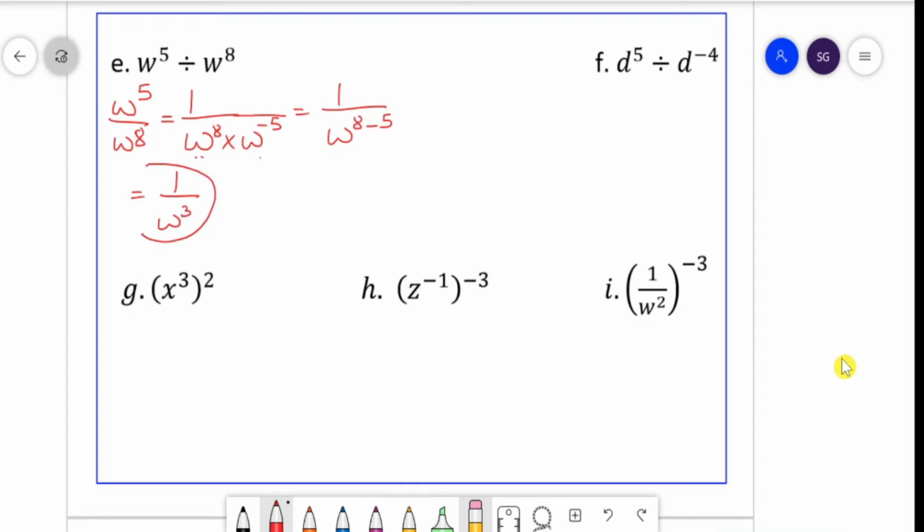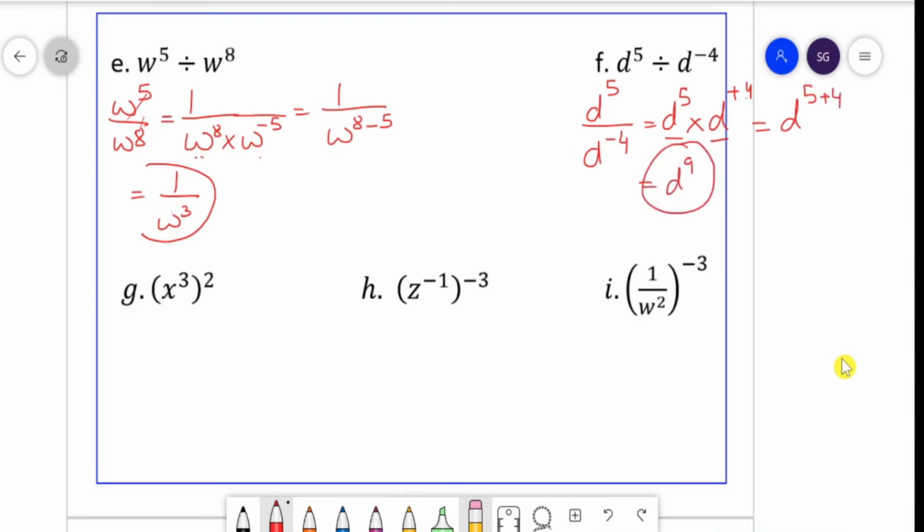Otherwise you can simply say if w power 5 is divided by w power 8, you cancel the powers, and what powers are you left with? 3 powers in the denominator. This is d power 5 divided by d power negative 4. So we move the power that is smaller. So d power 5 times d power negative 4 is now positive 4 in the numerator. Same bases multiplied, you add the powers, and you get d power 9 as your final answer.